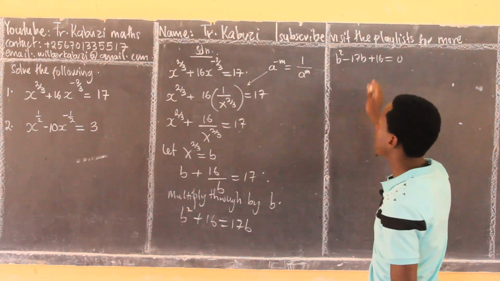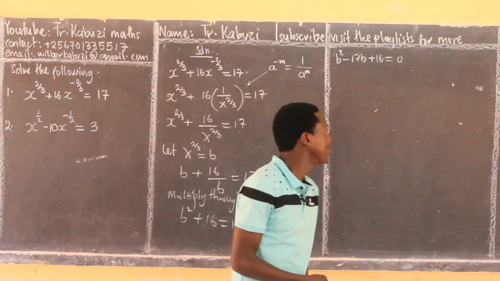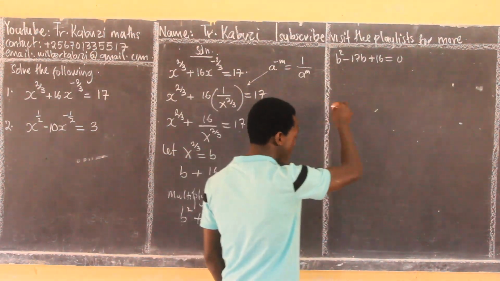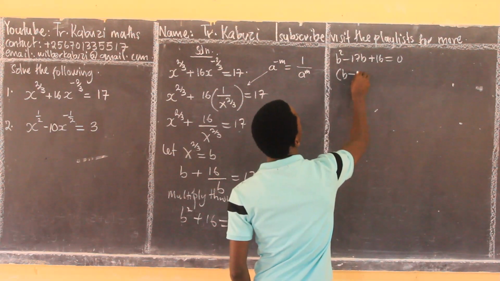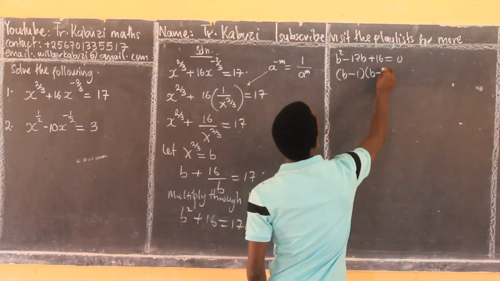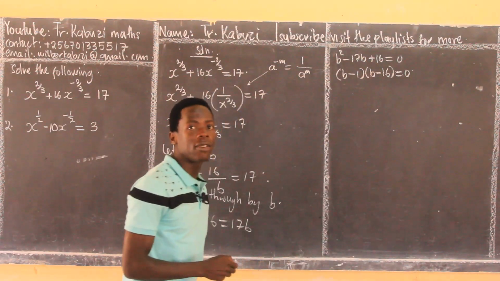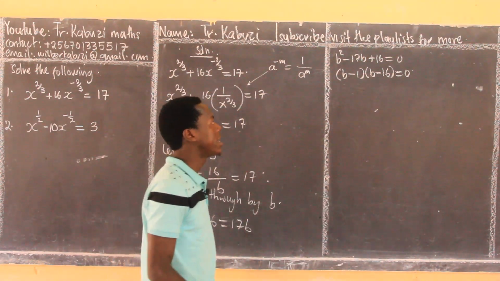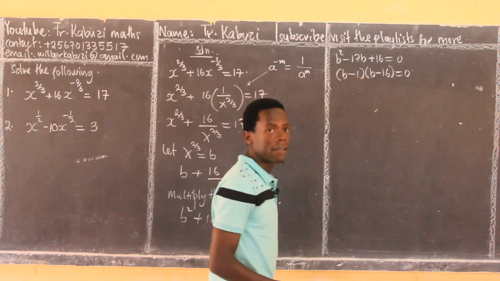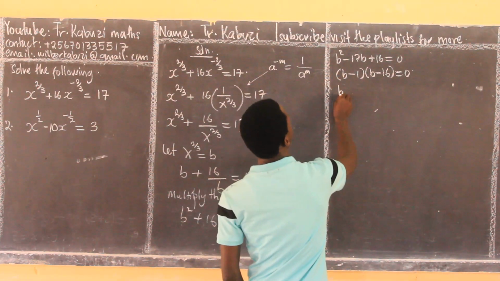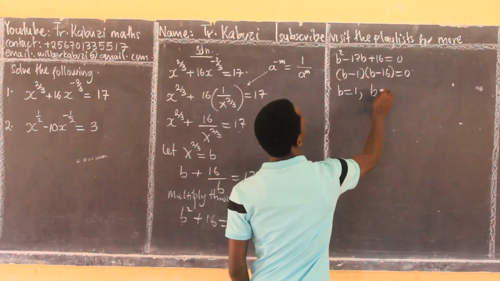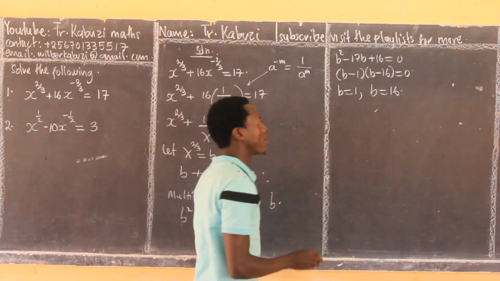Two numbers I multiply, I get 16. When I add, I get 17. Those numbers are clear: I have 1 and 16. If that is hard, you can use the bulldozer method to get those roots, but I'm using the factorization method. So my b is 1 or 16. But what was my b?